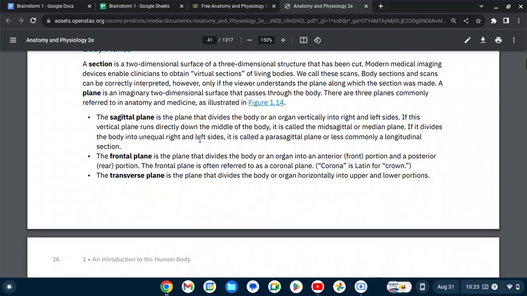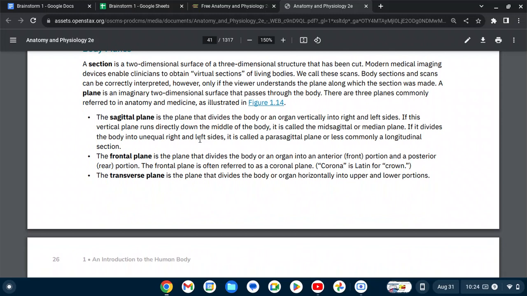Body planes. A section is a two-dimensional surface of a three-dimensional structure that has been cut. Modern medical imaging devices enable clinicians to obtain virtual sections of living bodies. We call these scans. Body sections and scans can be correctly interpreted only if the viewer understands the plane along which the section was made. A plane is an imaginary two-dimensional surface that passes through the body. There are three planes commonly referred to in anatomy and medicine.